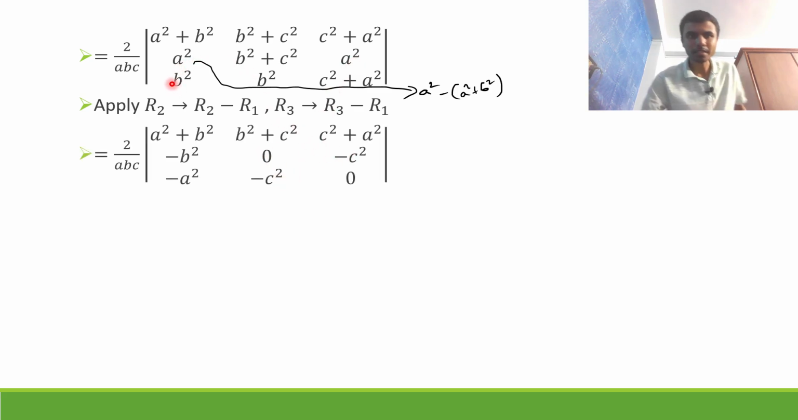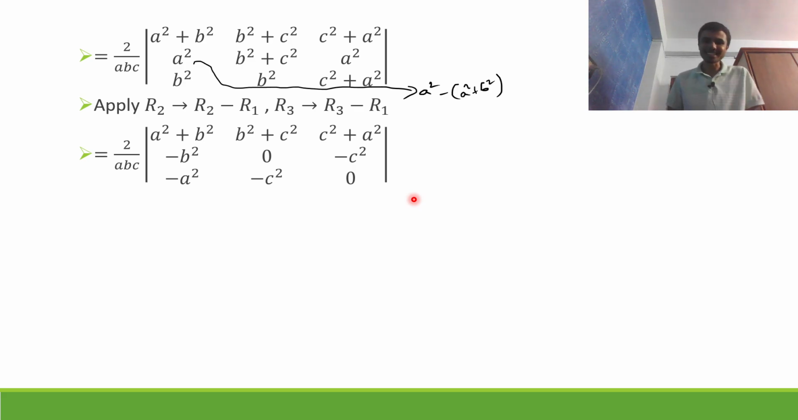Now again apply the same thing. B square minus of this would give me minus A square, and B square minus of this gives minus C square, and this minus this is 0. Now next, apply R1 implies R1 plus R2 plus R3.